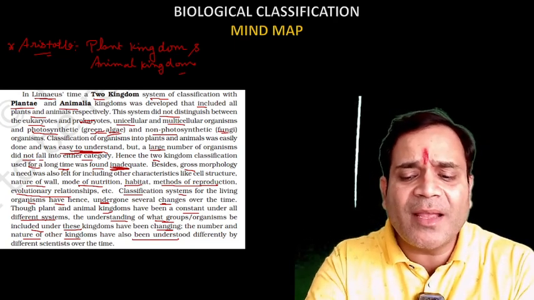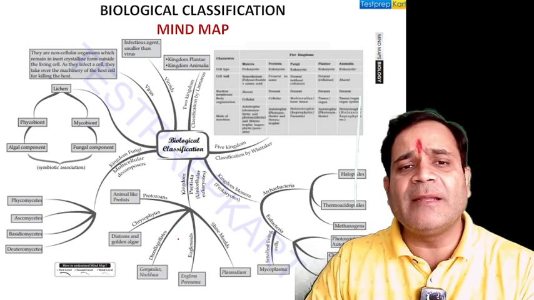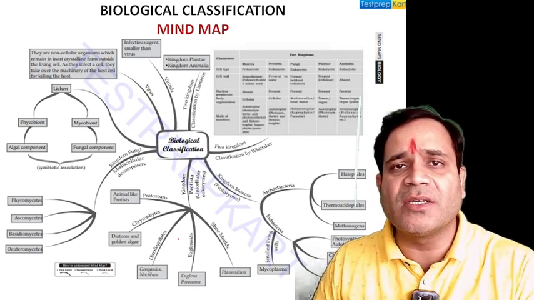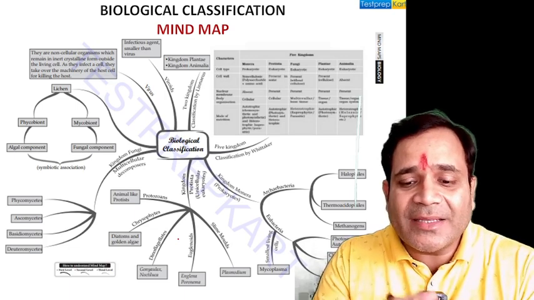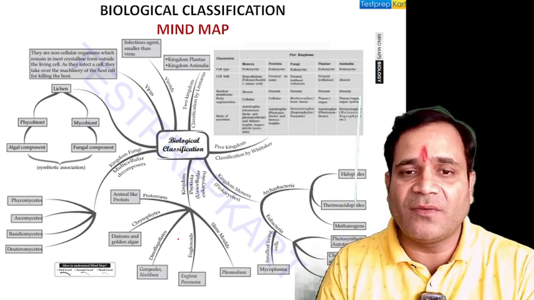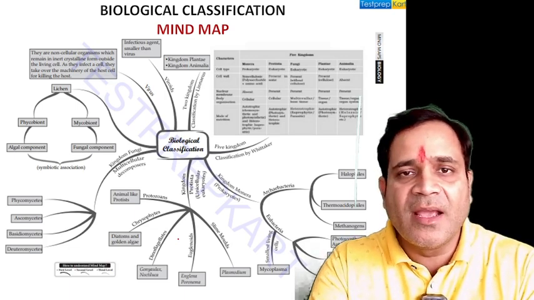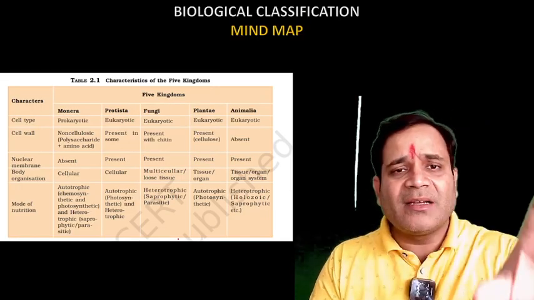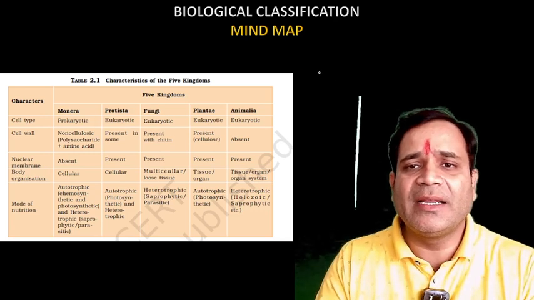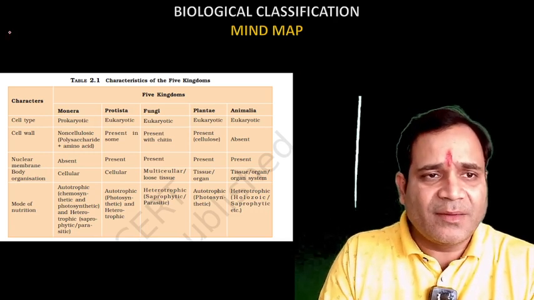So that's why I'm saying here, this two kingdom classification was not correct, not in a very sequential manner. So after the three kingdom classification, then the four kingdom, and then finally the five kingdom classification, my dear. See here, the five kingdom classification.